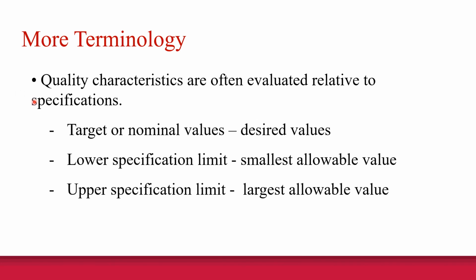We can have what's known as the target or nominal values. These are the desired values. For example, if you're manufacturing a boat, you may have a certain length of the boat, a certain weight of the boat, and you have a specified weight and length of that particular product. You often have what's known as a lower specification limit. This is the smallest allowable value, or an upper specification limit. This is the largest allowable value.